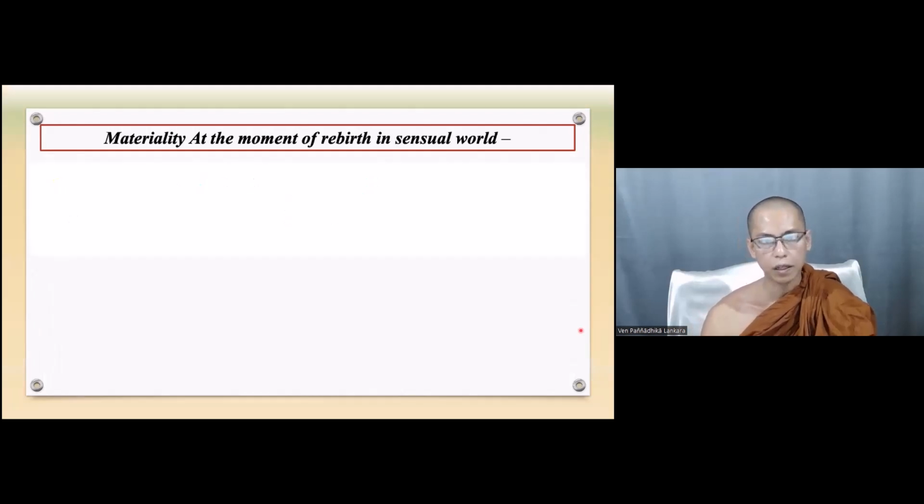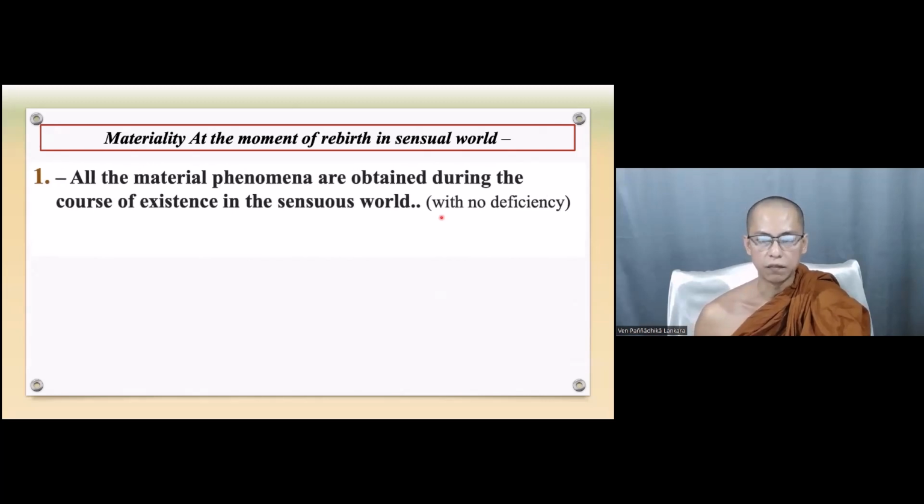Okay, so materiality at the moment of rebirth consciousness. At the moment of rebirth consciousness in the sensuous world. At the very first moment of life is rebirth. At the moment the materiality arises in the sensual world, we have to study first. So here, before we classify by the time, we have to know all the material phenomena obtained during the course of existence in the sensuous world.